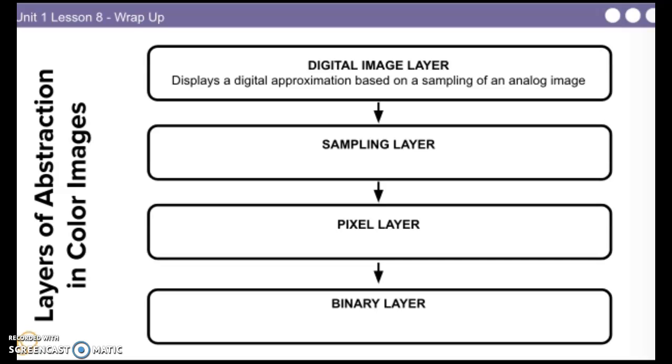If we look at this chart, the digital image layer displays the digital approximation based on a sample of the analog image. Then we have the different layers all the way down to the binary layer. If you could picture it, here you have your ones and zeros. Here you have your graph paper, for lack of a better word. Here is how many bits you have and how many bits you have inside of each pixel. And it just gets more specific as you go along.